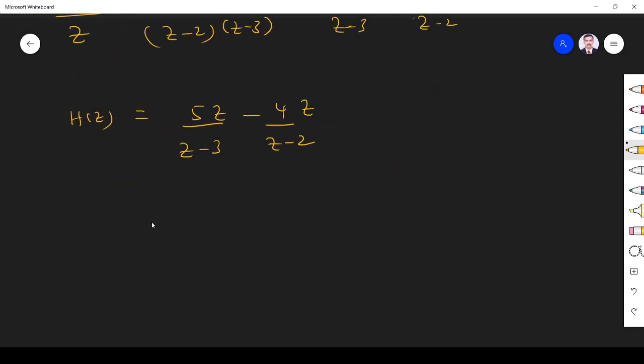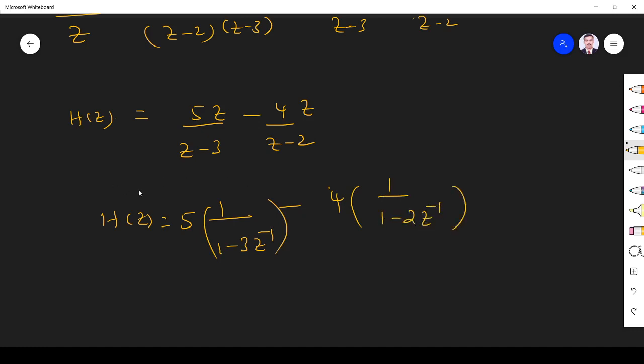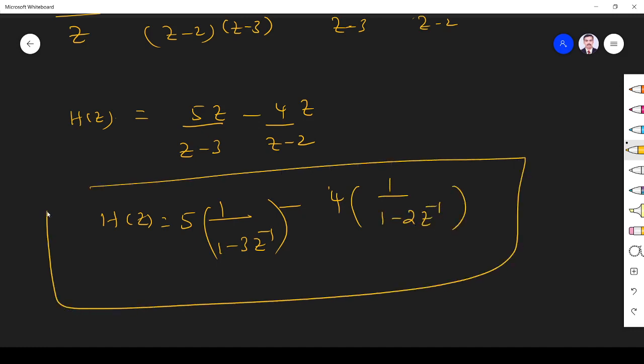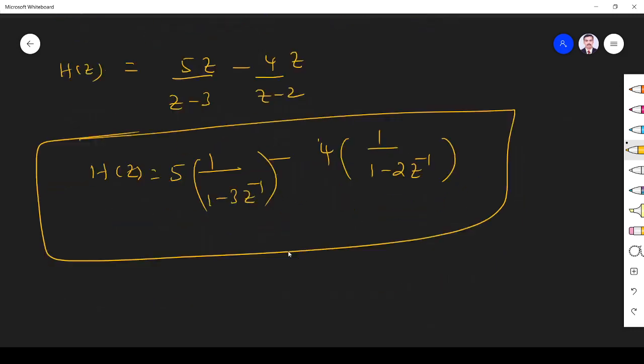So this indicates H(z) is equal to 5 into, we can write as z outside, 1 by 1 minus 3z inverse. Here also, in numerator and denominator take z outside. What you get is 1 by 1 minus 2z inverse. Now we got H(z) in the partial fraction format. Now we can draw the diagram.